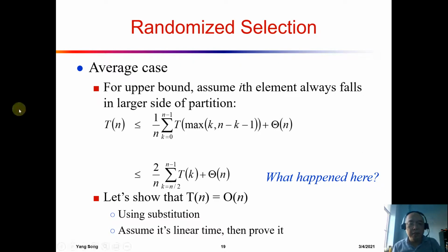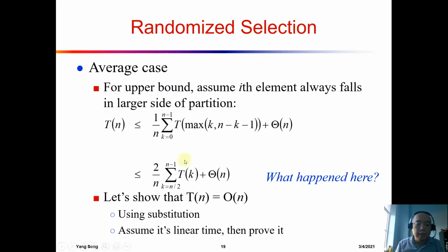Okay, and then we are going to start from here, and then for the theta n, that is the cost of the partition. And then since we are doing the max here, we are only going to use half of the data set, because if we go from 0 to n, then we have to pick whichever is the larger, k or n minus k minus 1. So if we just start from half of that, we are always going to pick the upper half.